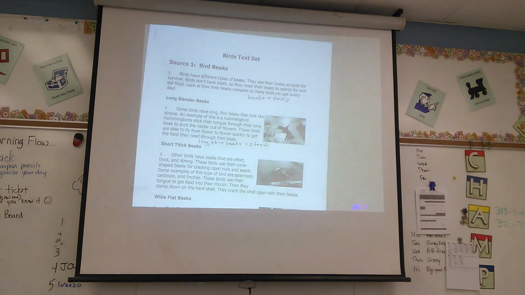mask up please. Guys, I'm noticing that we're having a real hard time keeping our masks on properly. I'm going to have to start taking behavior points. I know it's uncomfortable. I'm uncomfortable too.